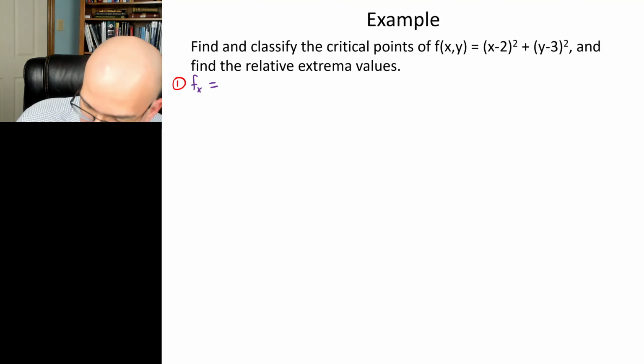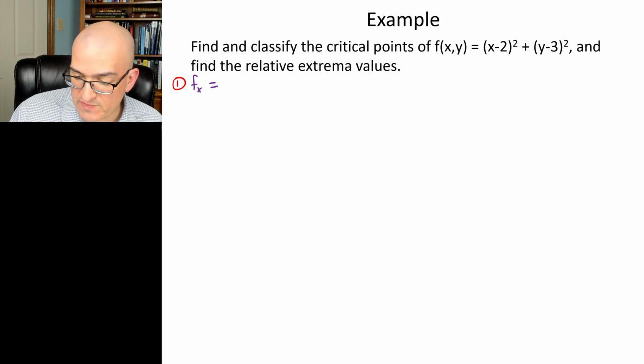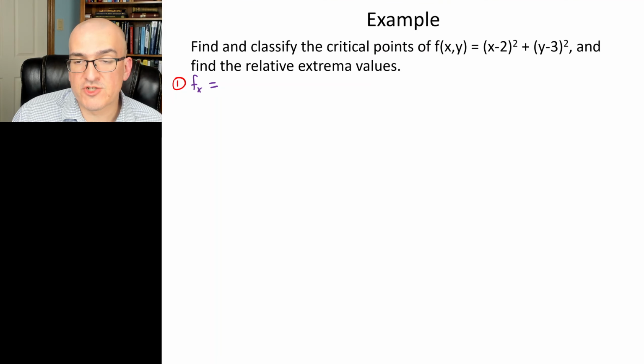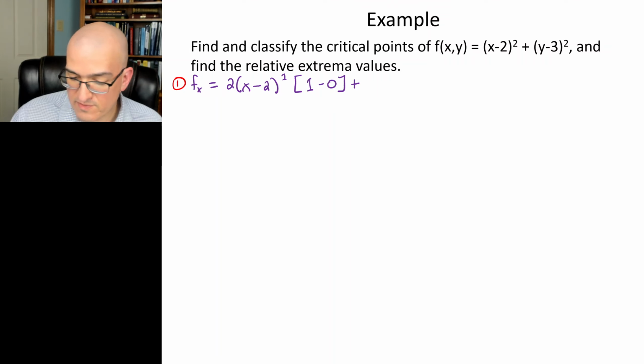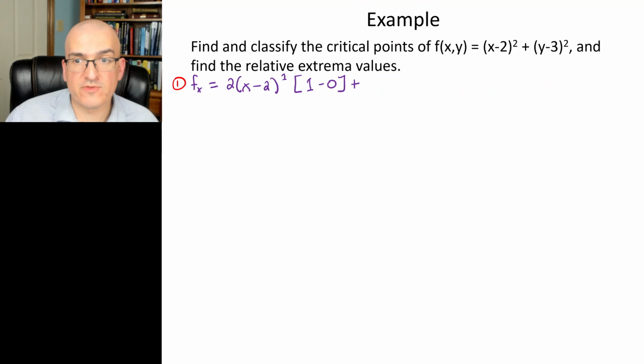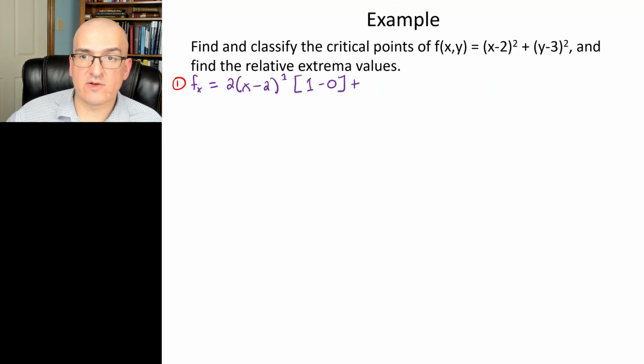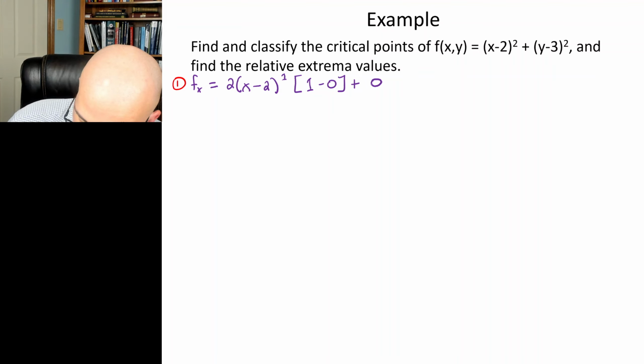So the x derivative of this expression, I'm taking the x derivative of x minus 2 to the power of 2. I'm going to use the chain rule. The 2 will come down. I'll have x minus 2 to the power of 1 multiplied by the derivative of the inside. Derivative of x is 1. Derivative of 2 is 0. Plus the x derivative of y minus 3 to the power of 2. There's no x in there, it's all constants, so the x derivative of that part is 0, which I'll simplify. This is just 2 times x minus 2.